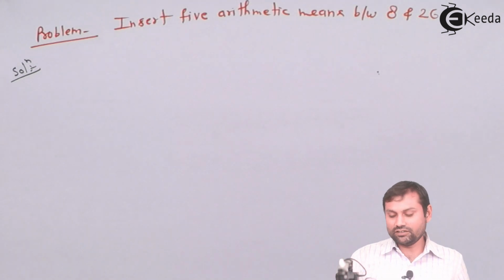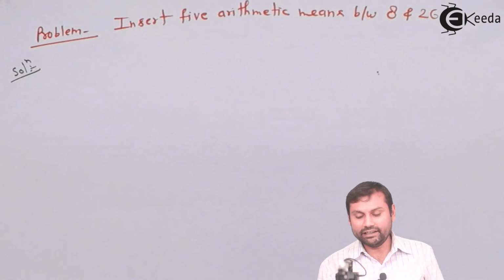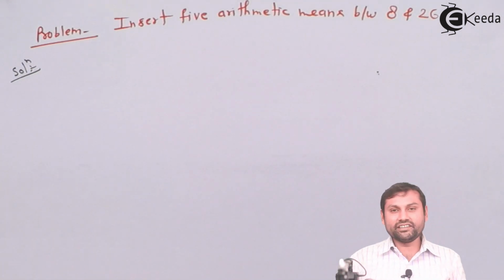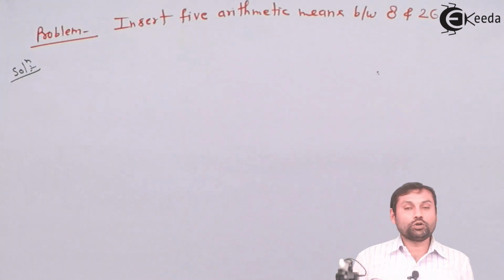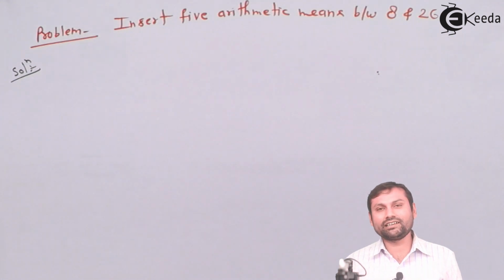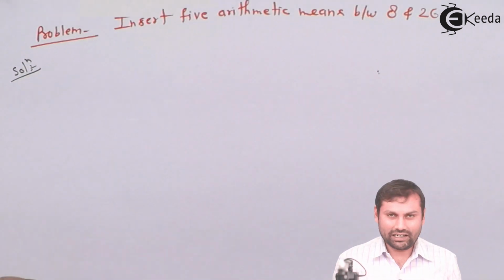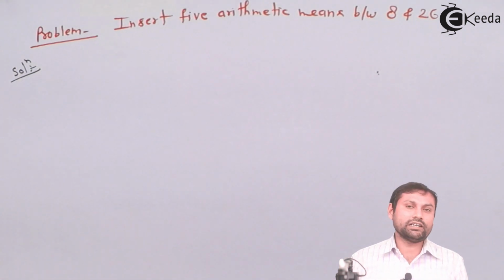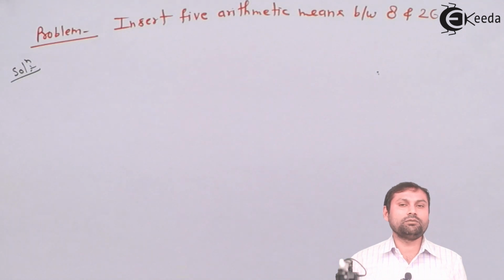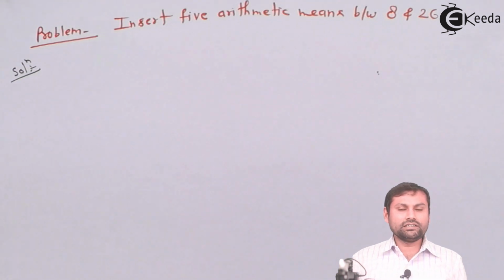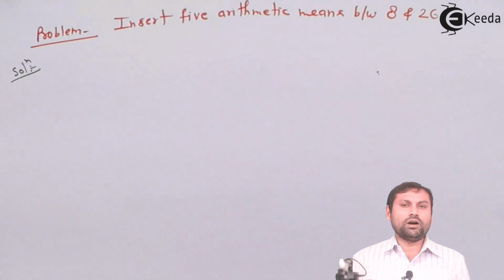The question is insert 5 arithmetic means between 8 and 26. Okay, so here you have a is equals to 8 and b is equals to 26 and n is equals to 5. So you can use the formula directly or you can again derive the formula. Okay, so I think that would be better if you again derive the formula. So I'm going to here again derive the formula so that you can learn properly. Okay, and in exams you always use the formula, don't derive it. Okay, because you don't have that much time.